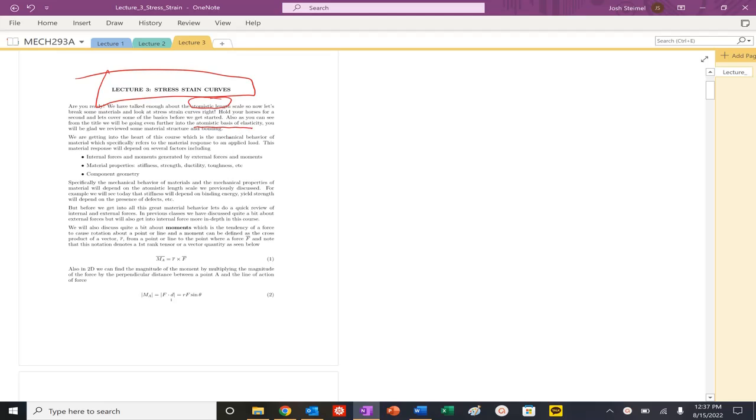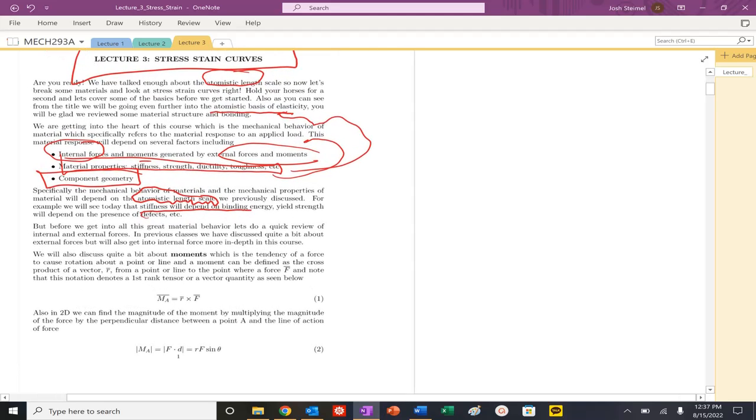So the atomistic basis of elasticity, lots of fun topics, but all of these mechanical responses depend on internal forces and moments, external forces and moments. Those material properties are going to be dependent on the applied forces, but also on the atomistic basis and structure. Our component geometry will also factor in, but we're going to try to non-dimensionalize that when we plot stress versus strain. So the atomistic length scale that we discussed will affect our stiffness, which is going to be related to the binding energy. Our yield strength is going to be dependent on the presence of defects, as we discussed.